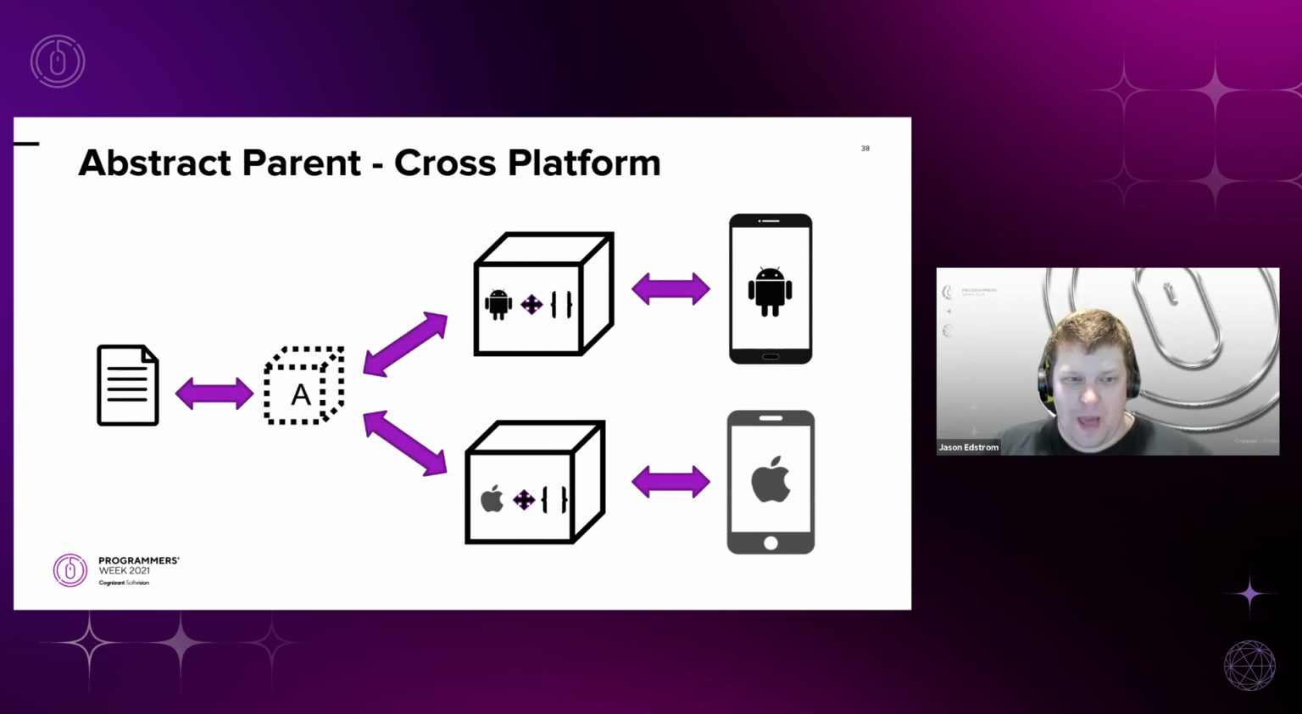So for the cross-platform piece, we have our single test class that we see on the left-hand side. The dotted box with the A is our abstract parent. That sets the initial contract for the page object model and what methods we have access to and how we can work with them.